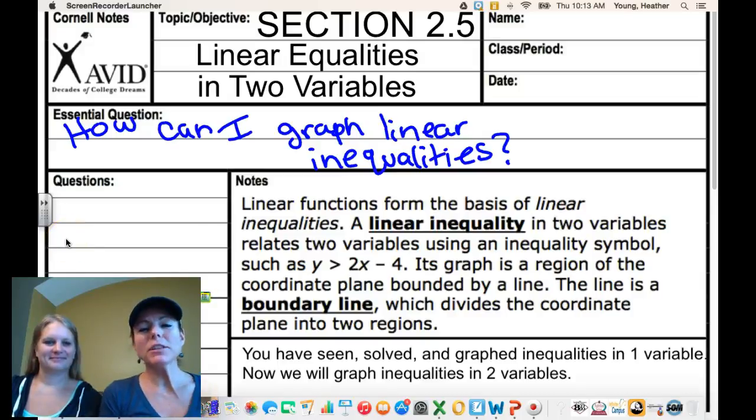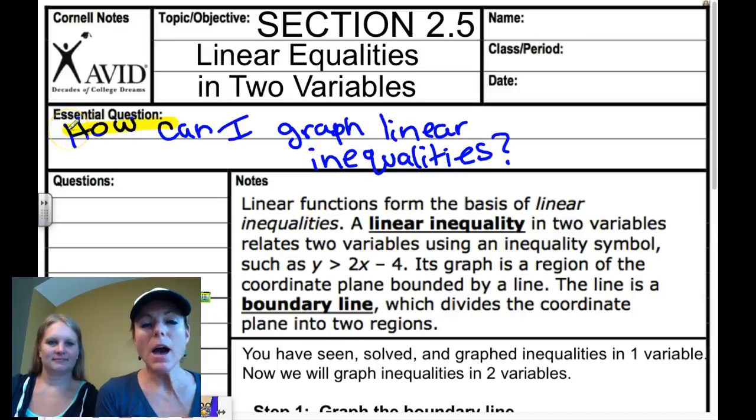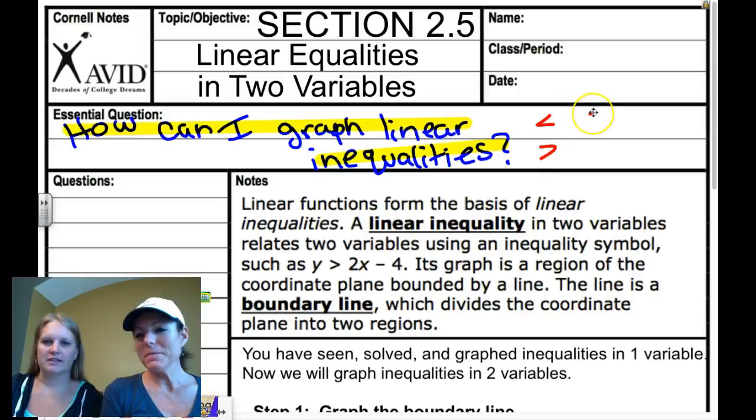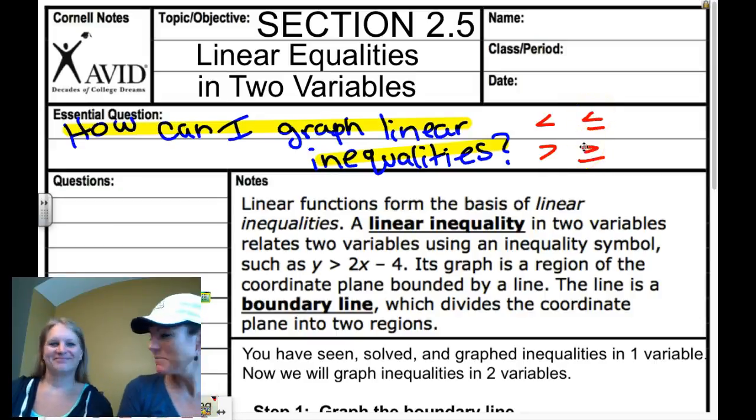Today we're talking about linear inequalities in two variables. The essential question: how can I graph linear inequalities? Remember, inequality just means less than, greater than, less than or equal to, greater than or equal to. Perfect, thank you, you read my mind.